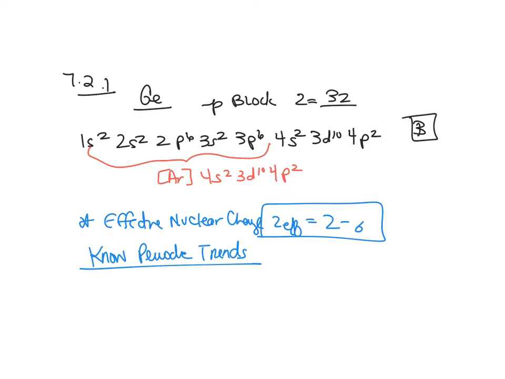So what is the effective nuclear charge? It is the amount, so the book says magnitude, of positive charge that the electron experiences.